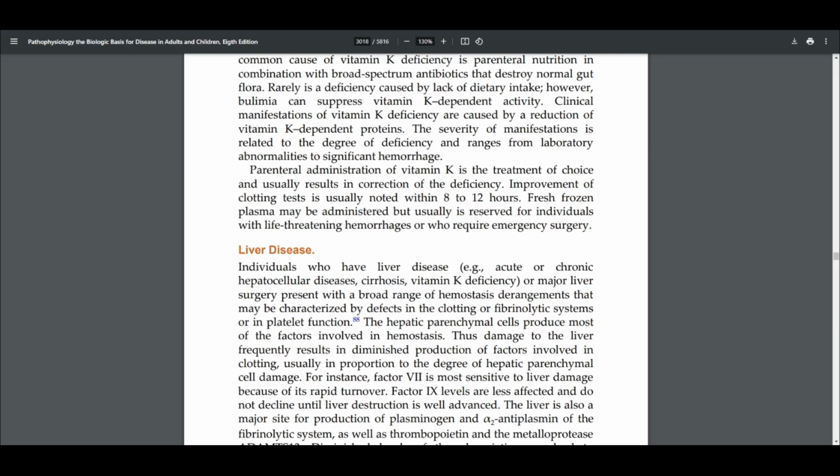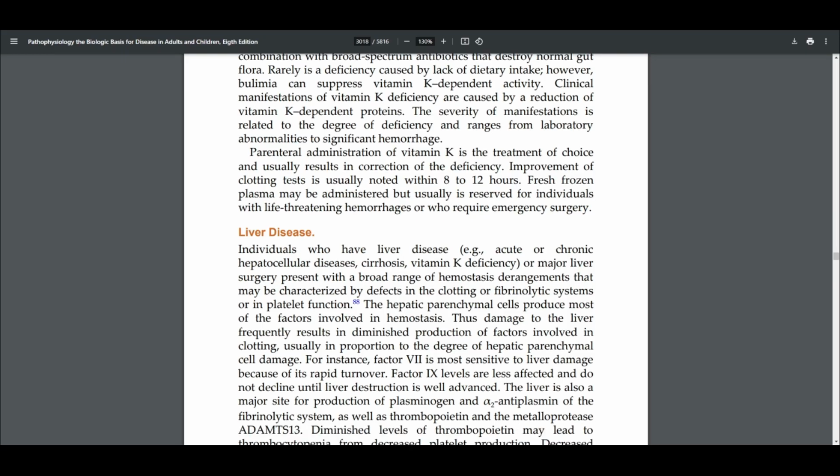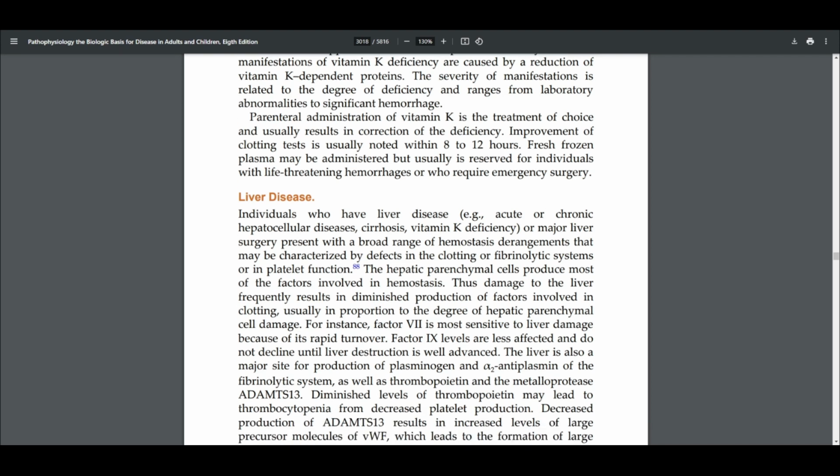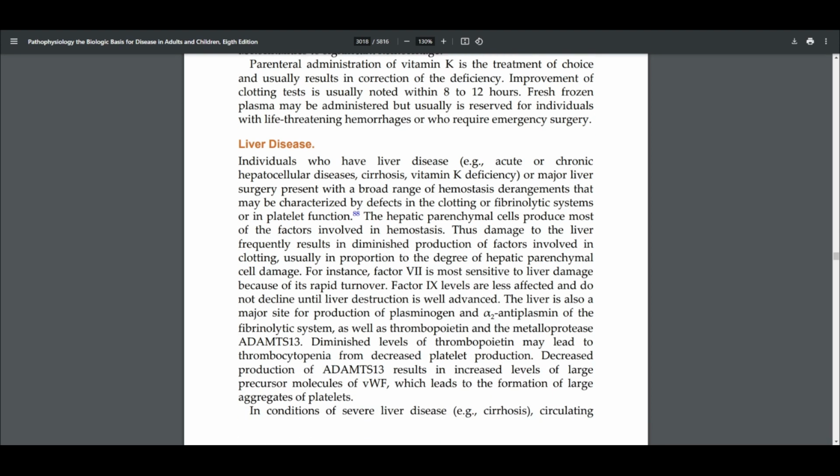Parenteral administration of vitamin K is the treatment of choice and usually results in the correction of the deficiency. Improvement in clotting tests is usually noted within 8 to 12 hours. Fresh frozen plasma may be administered but usually is reserved for individuals with life-threatening hemorrhages or who require emergency surgery.